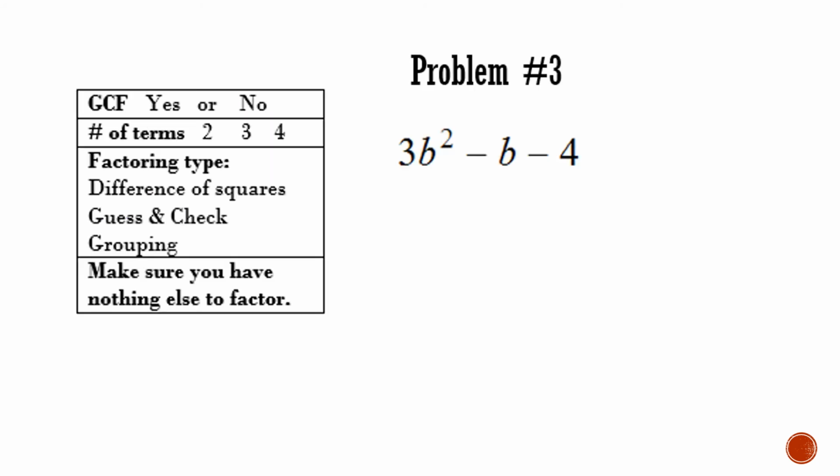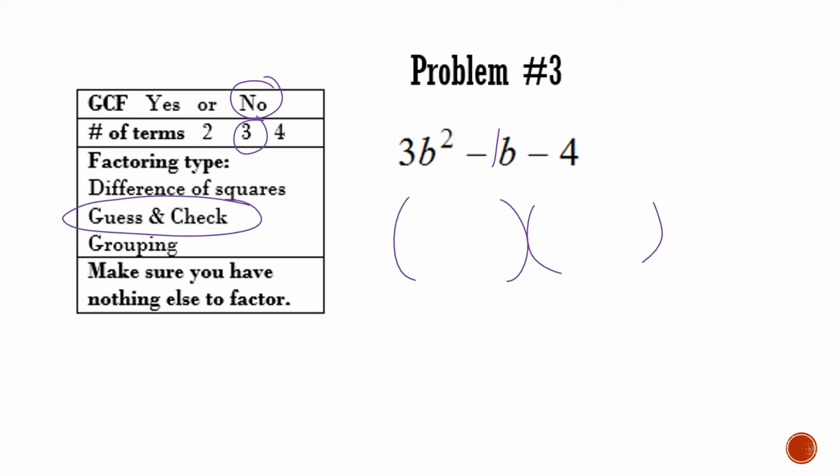Moving on to number 3 here. Again, always looking for GCF first. When I look at that, they do not have b's in common, and the number they would have in common is 1 again. And if I divide by 1, that doesn't change anything. So no, this is not GCF. There are 3 terms, so remember that is guess and check.